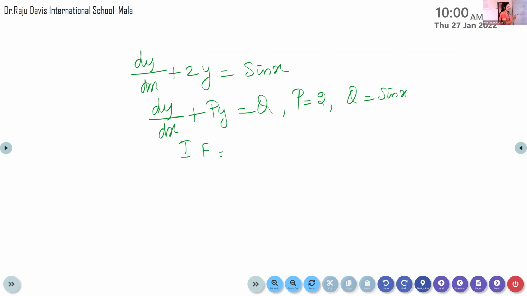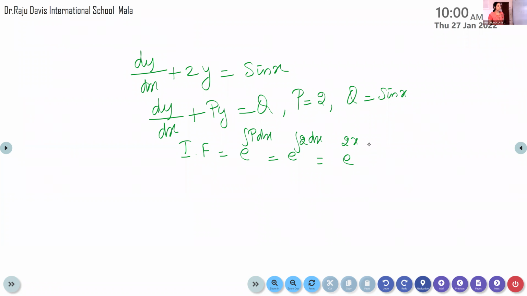Once we write p and q, first you find the integrating factor. The integrating factor is e raised to integral of p dx, so e raised to integral of 2 dx. Since 2 is constant, and the integral of dx is x, the integrating factor is e raised to 2x.